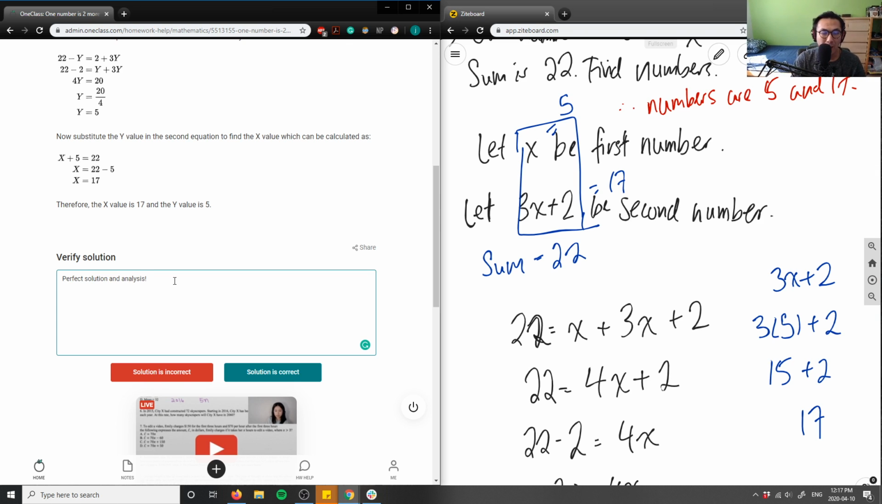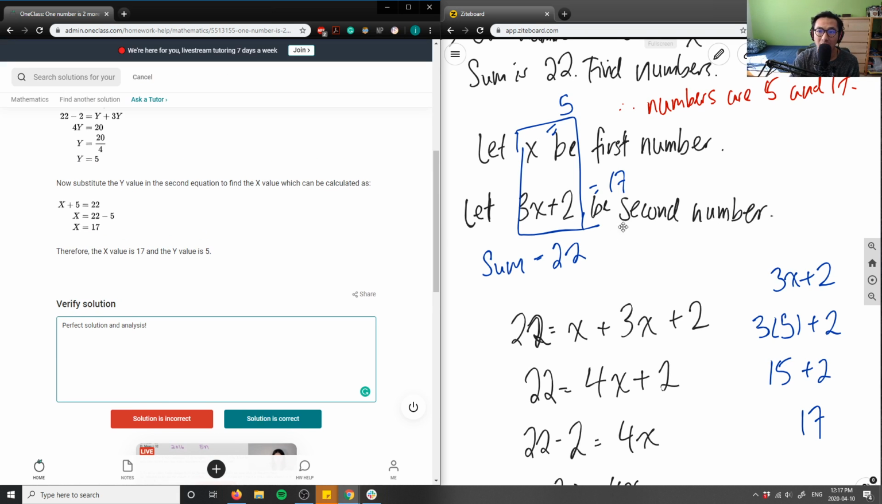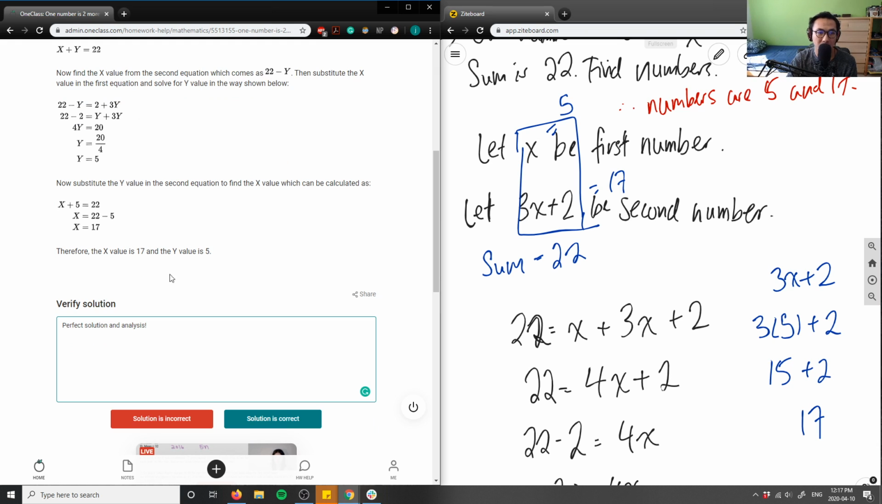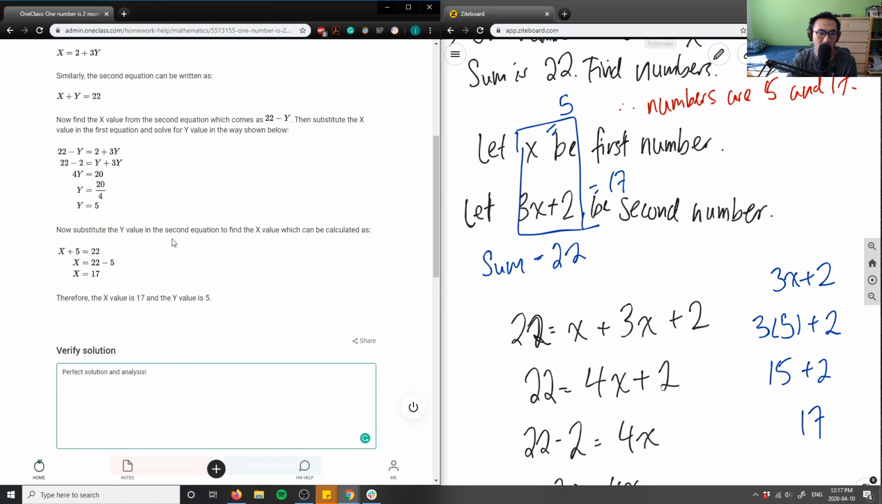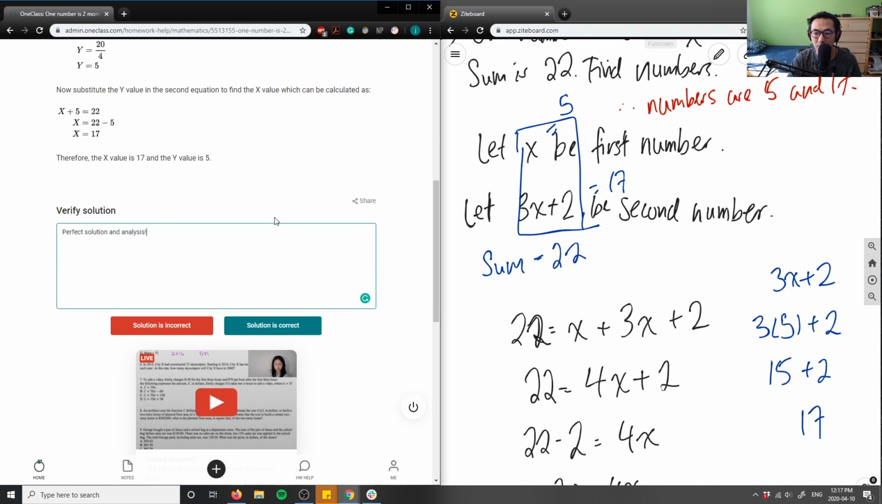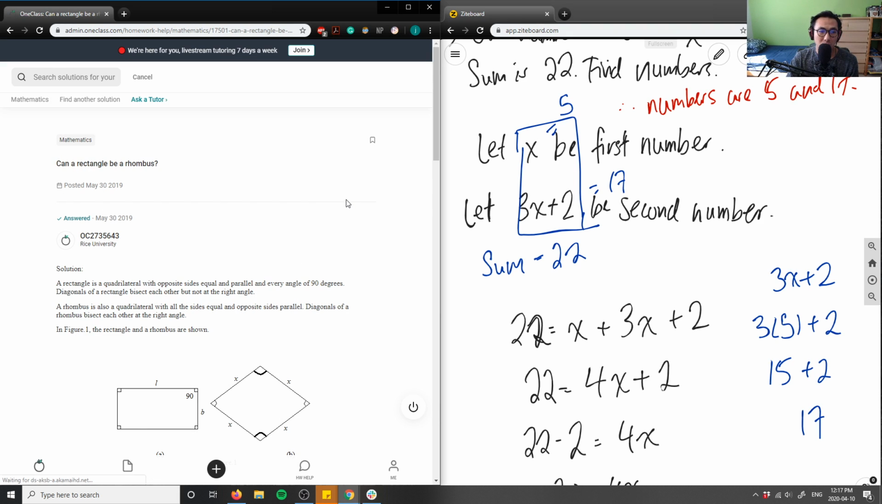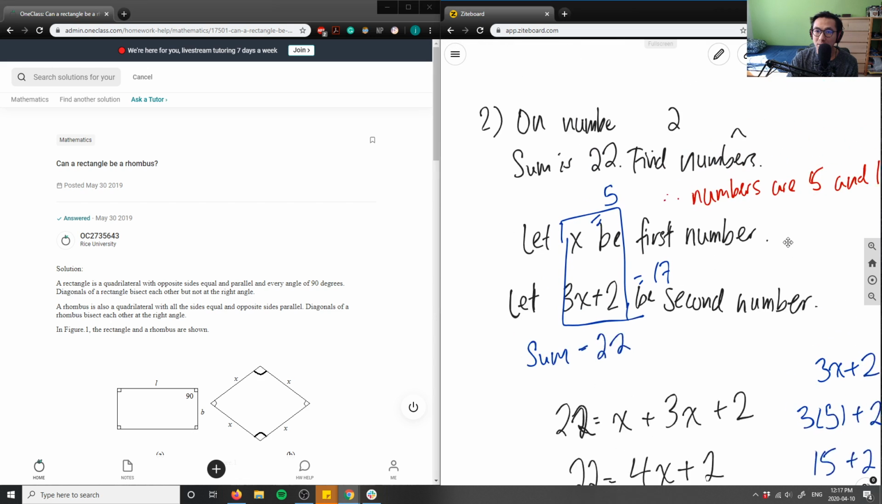And I would have liked a let statement to say, let x be the first number, let 3x plus 2 be the second number. But this student from Waterloo actually employed this concept of substitution. This is totally fine as well, totally acceptable. So let me say the solution is correct. Sweet. Okay, that was number 2, right?